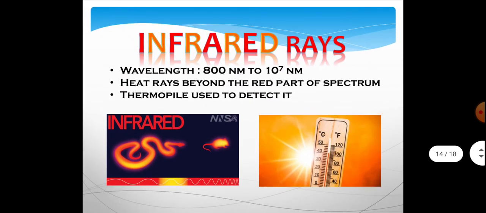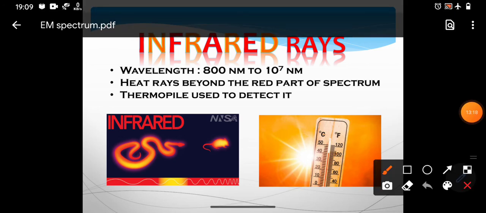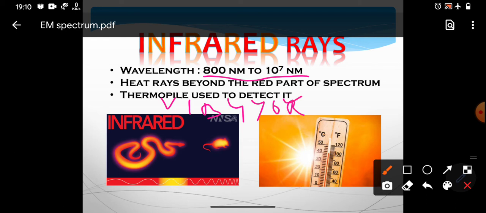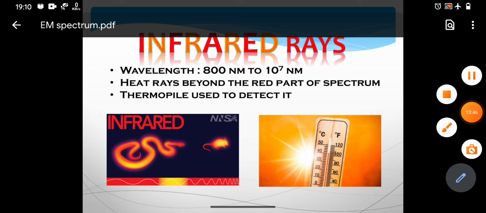Then next let's come to the infrared rays. What are infrared rays? They have the wavelength range from 800 nanometers to 10 to the power 7 nanometers, or 8000 angstrom to 10 to the power 8 angstroms. So these are basically heat rays beyond the red part of the spectrum. That means we have the VIBGYOR, and after this red, whatever spectrum we have is for the infrared rays.